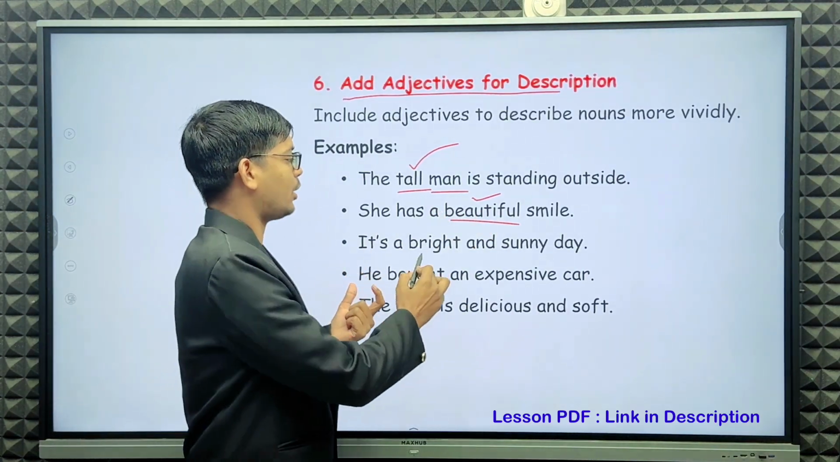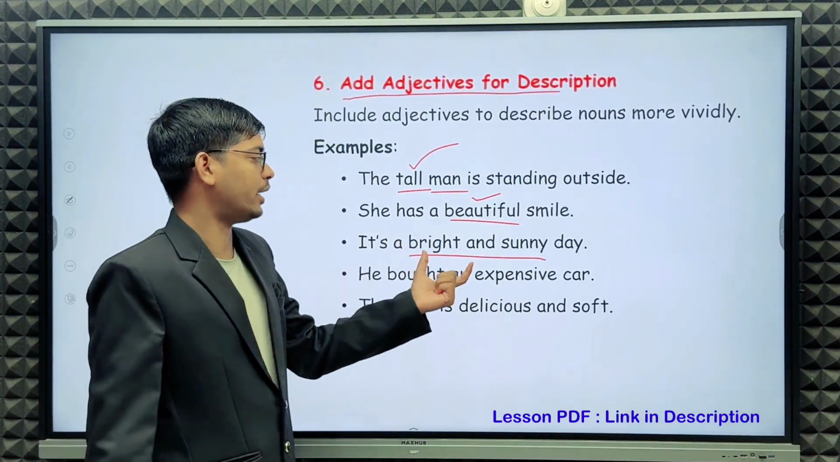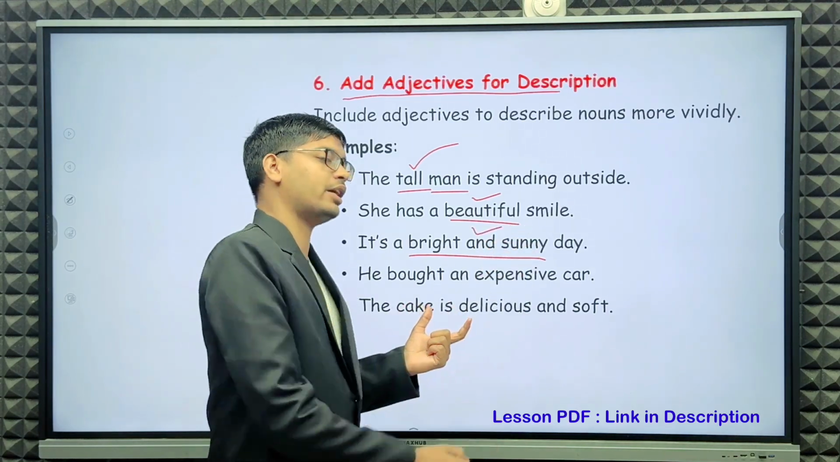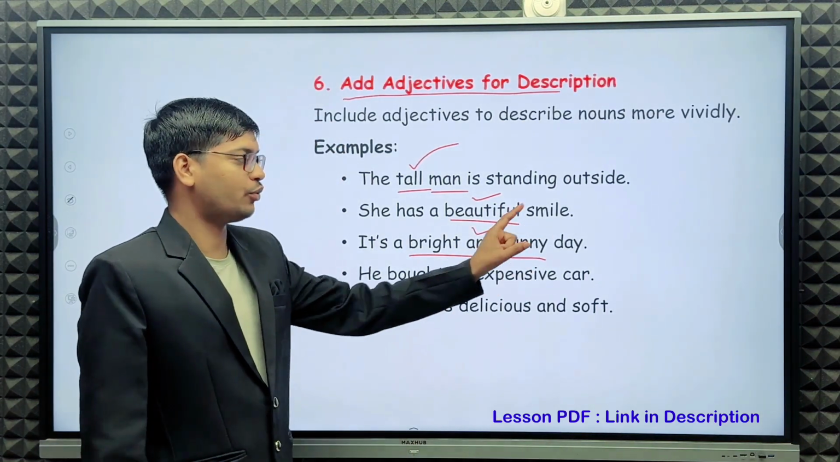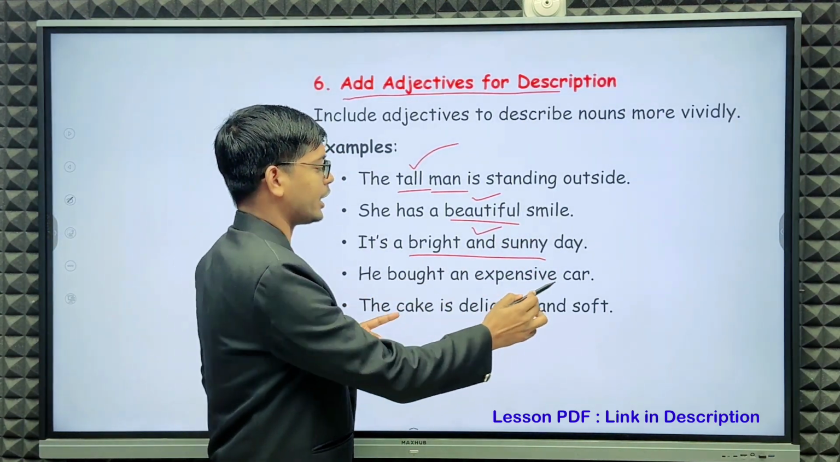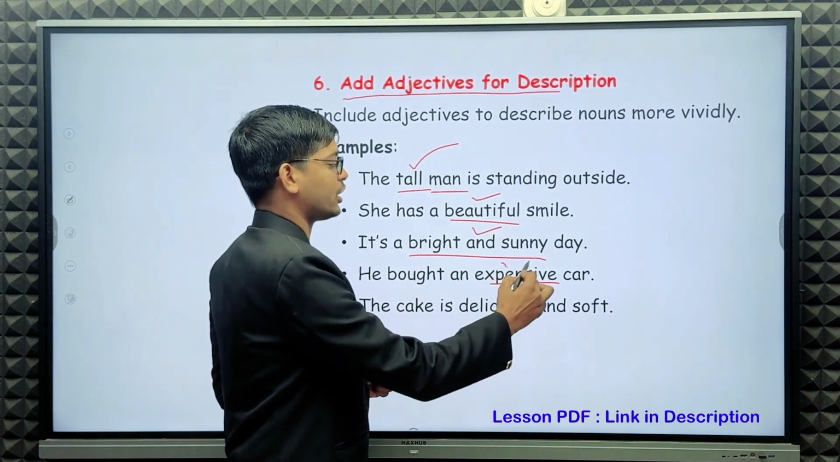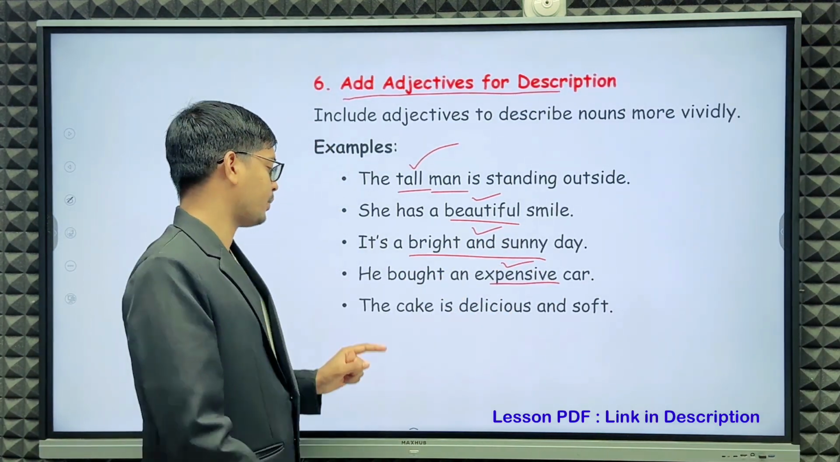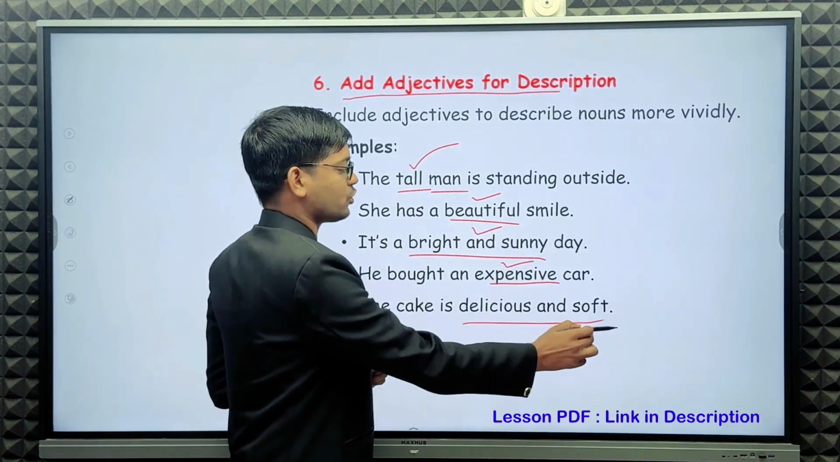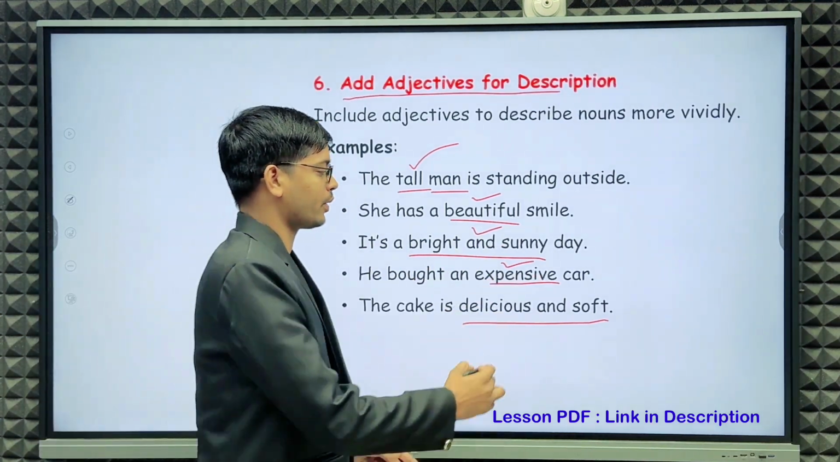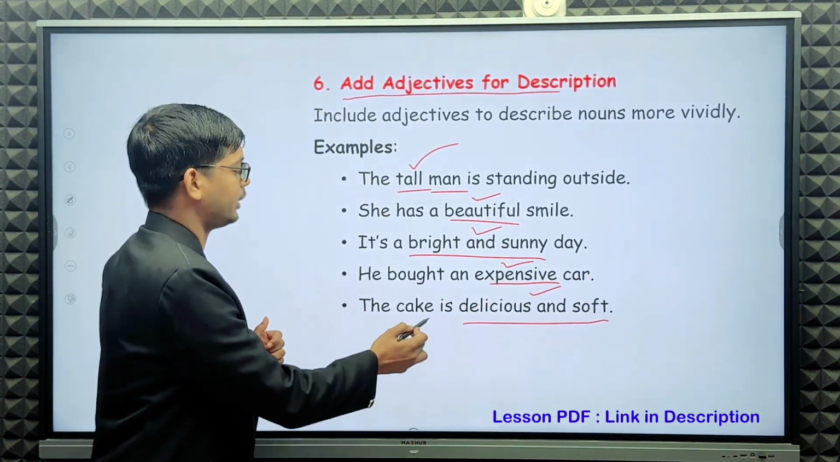Here it's a bright and sunny day. Here bright and sunny, sunny is an adjective here for day. Okay, he bought an expensive car. Expensive is an adjective here for car. Okay, the cake is delicious and soft. So delicious and soft are adjectives for cake.